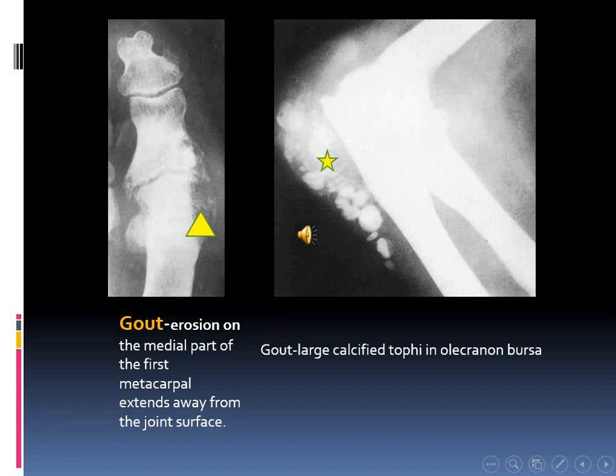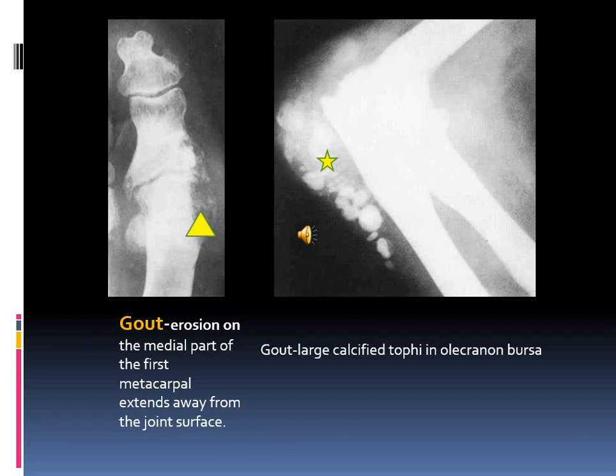In gout arthropathy, we have another criterion. In this plain X-ray, you can detect abnormal erosion in the bones noted in the big toe. So the site is the big toe, and you can see that the yellow triangle is demarcating the region of the bony erosion, which is seen on the medial surface of the big toe, mainly the metatarsal and tarsal bones.